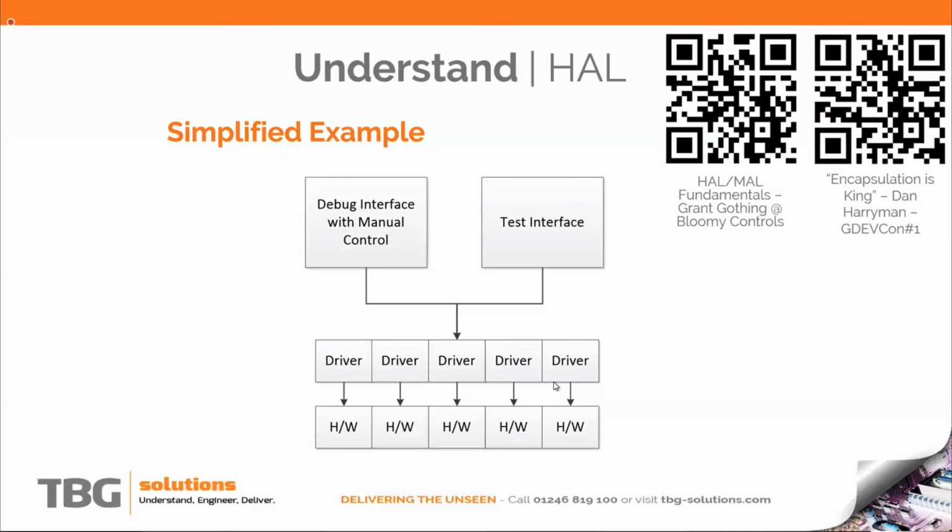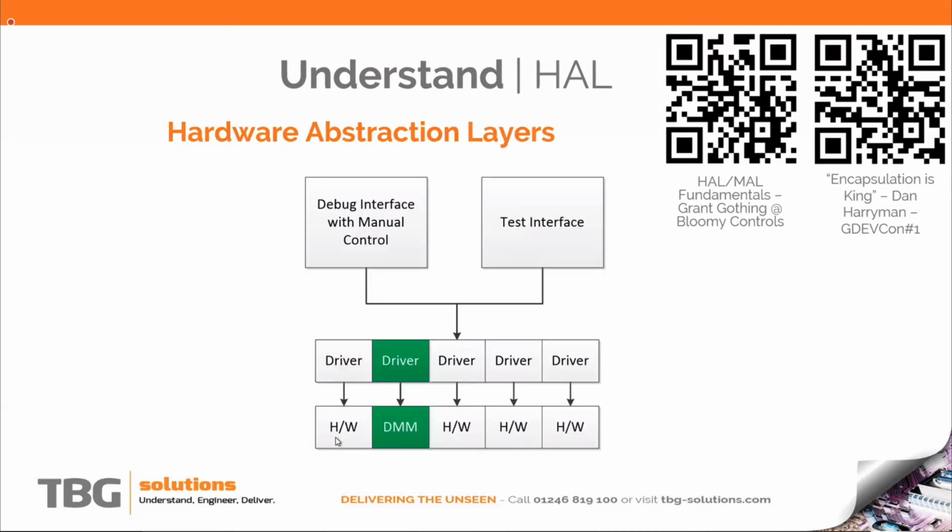So again, a simplified example. We've got two code modules here: a test interface code module and a debug interface code module. Both of those are calling n number of drivers, which are then calling n number of items of hardware. So say, for example, we've got a DMM. All we're doing in principle by changing the class that we're calling through dynamic dispatch is essentially swapping DMM1 for DMM2.